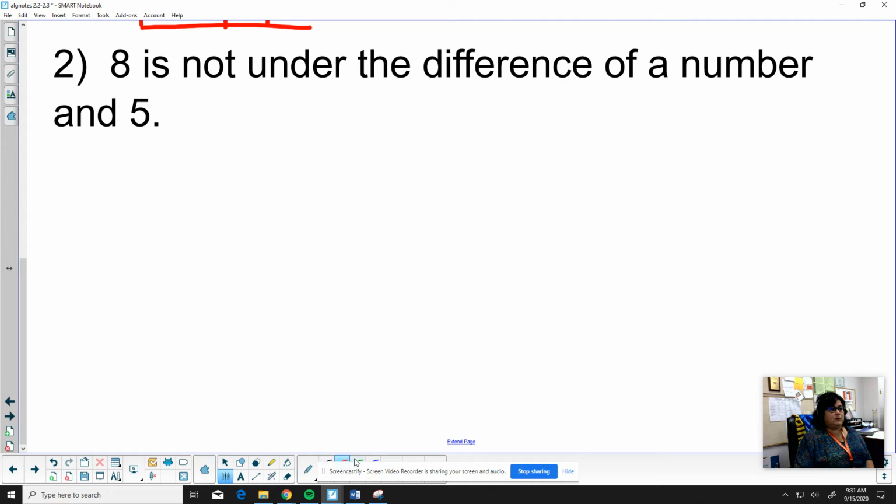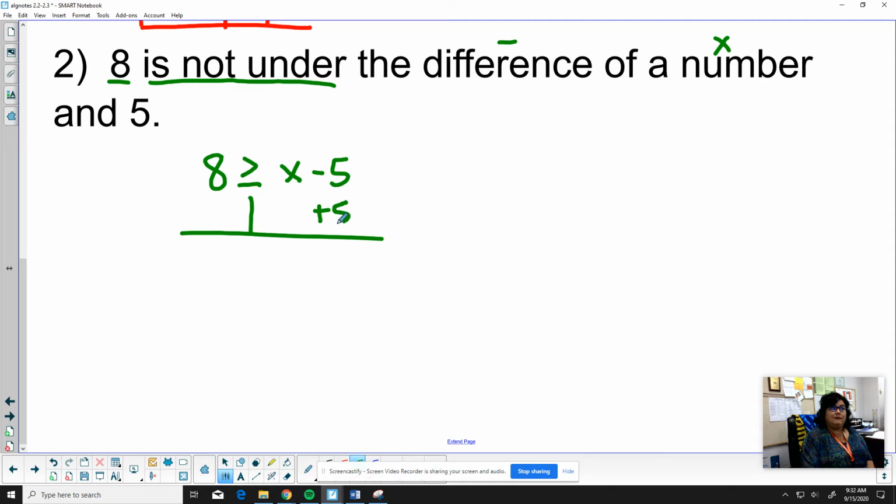All right, number 2. Hopefully you tried it. Okay, so 8 is not under, so that's above. So greater than or equal to. The difference is minus, the number is x, so I'm subtracting x and 5. So x minus 5. So if I wanted to solve for x, I would add 5 to both sides because I want to get rid of the minus 5 that's attached to x. So the 5s would cancel and x would drop. Over here, this is 13.